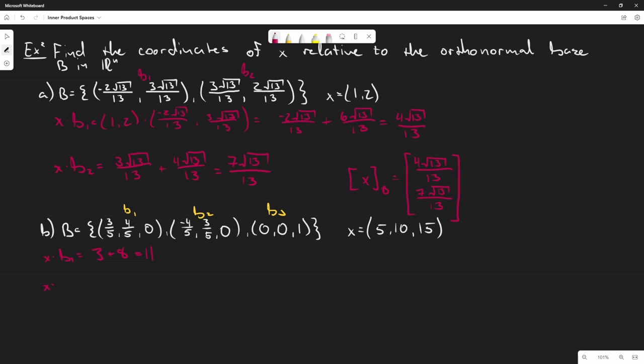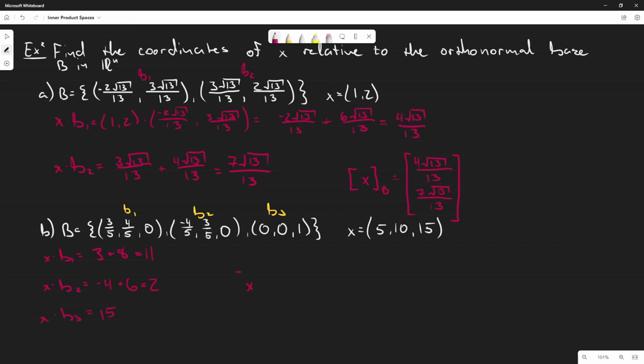The next one will be the second vector, and this would be 5 times negative 4 over 5. It should be negative 4. And then the other one will be 30 over 5, which is just 6. So we have 6 minus 4, and that will just give us 2. And then lastly, the third one is just 0, 0, and then just 15.